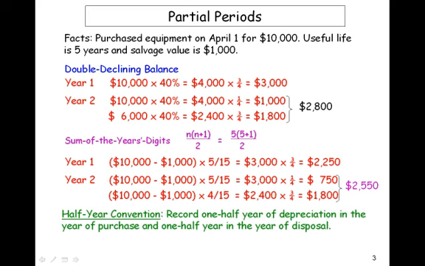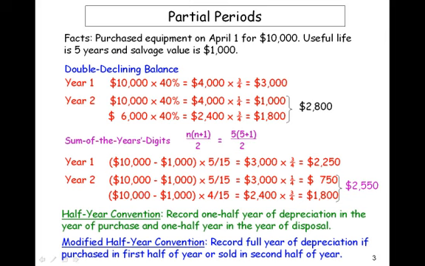One is the half-year convention, in which a half year of depreciation is recorded in the year of purchase, no matter when the asset is purchased, even if it is the last day of the year. There is also the modified half-year convention, in which a full year of depreciation is recorded in year 1 if the purchase is made anytime during the first half of the year, and no depreciation if the asset is purchased during the second half of the year.